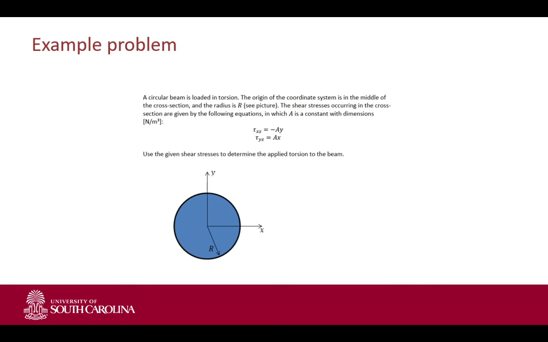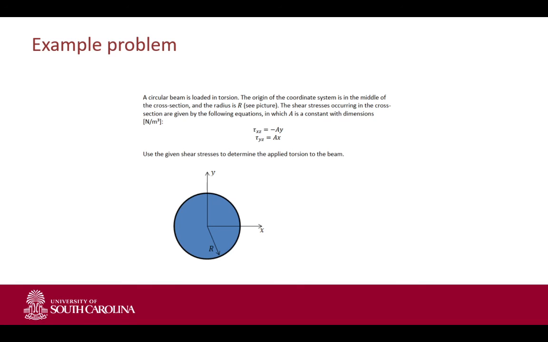This is actually a good problem. We have only 5 minutes left, so I'm going to leave it on the board, and we can discuss this problem in the next lecture. So in this case, you have a circular beam loaded in torsion. The origin is given. In this case, tau xz and tau yz are given as a constant a times y and a constant a times x. And you have to use those two given shear stresses to determine the applied torsion on the beam.